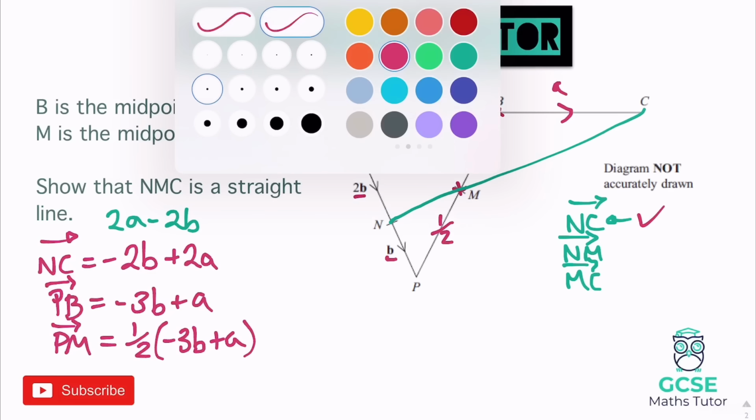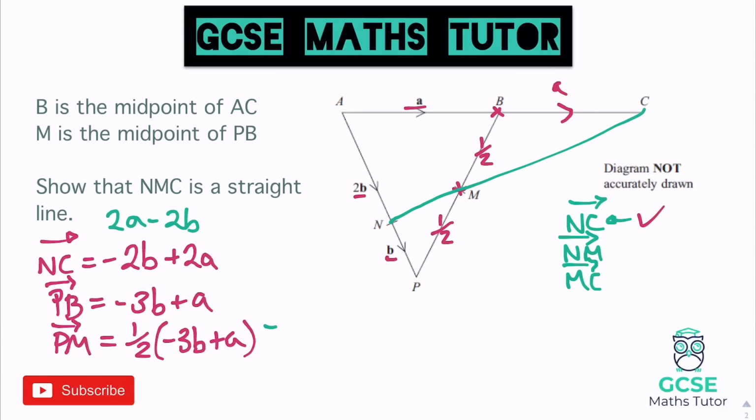Okay, so if we expand that, let's have a look. A half times minus 3. Remember, you can always think of these as fractions over 1. So a half times minus 3 is minus 3 over 2. So minus 3 over 2 B plus, and a half times 1A is a half A. So plus 1/2 A. There we go. And that's our vector P to M.